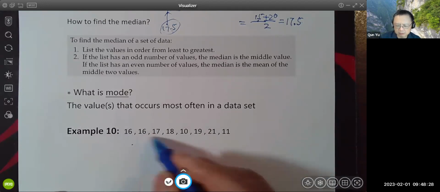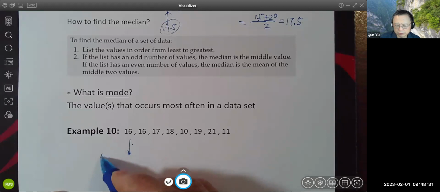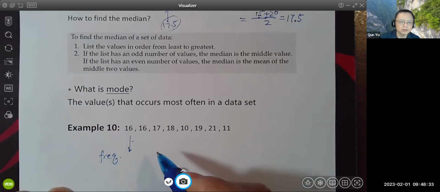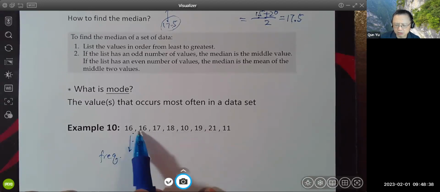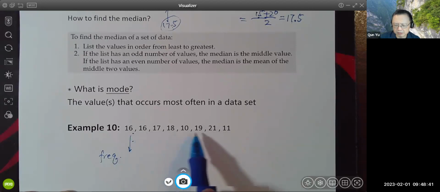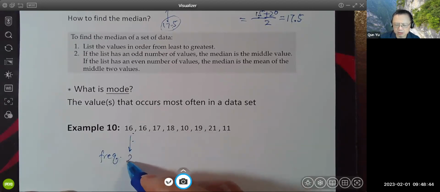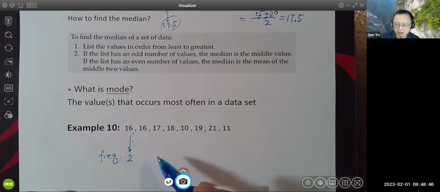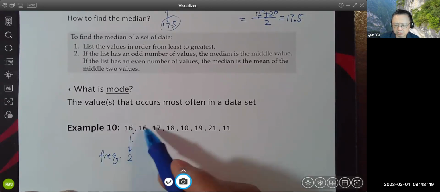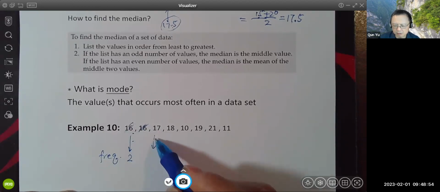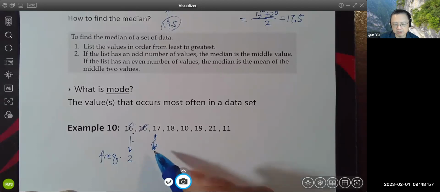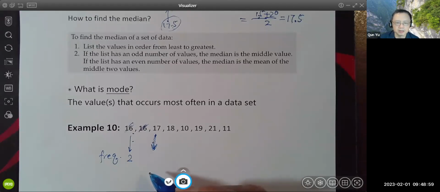So I look at these numbers one by one. And I'm going to put frequency down here. Frequency means how often it occurs. Okay. For 16, I see through this whole list, it occurs twice, right? So I put 2 here, how often it happens. And then I cross them out so that I don't look at them again. Now 17, this is just my way to figure out how often each number occurs. You can do it differently as long as you figure out these frequencies.